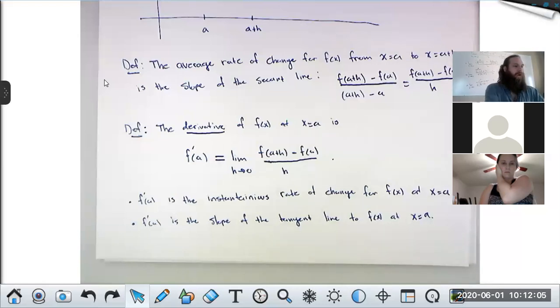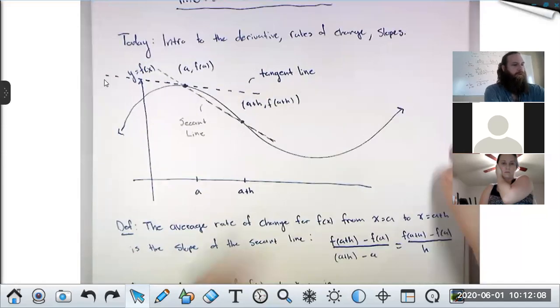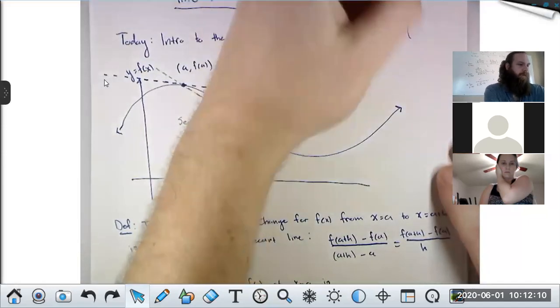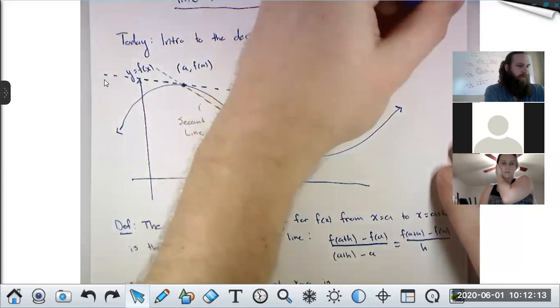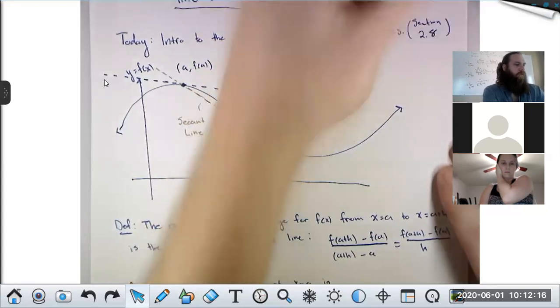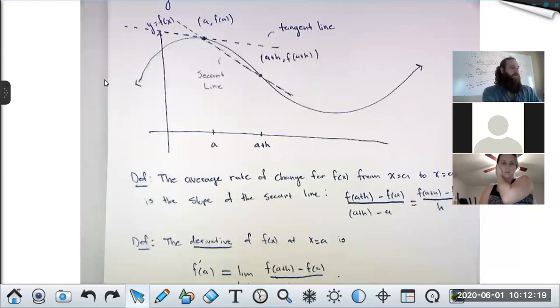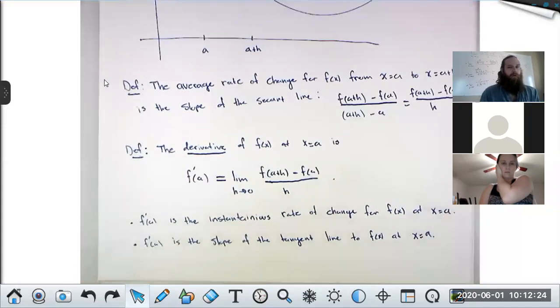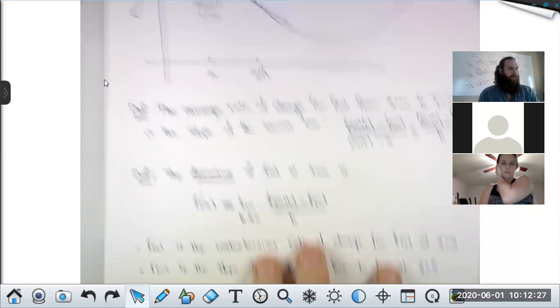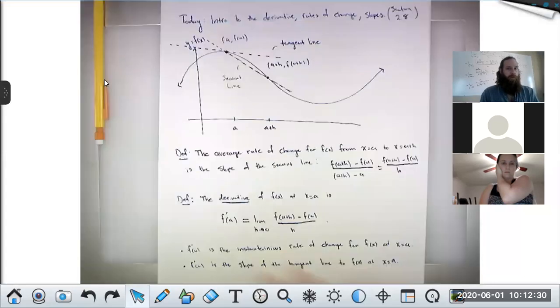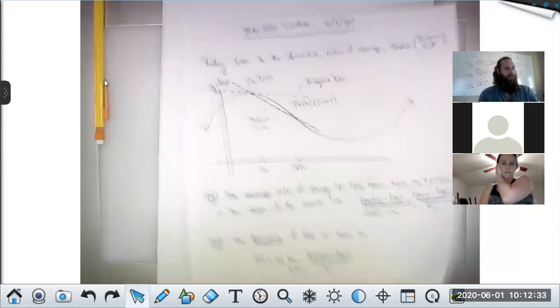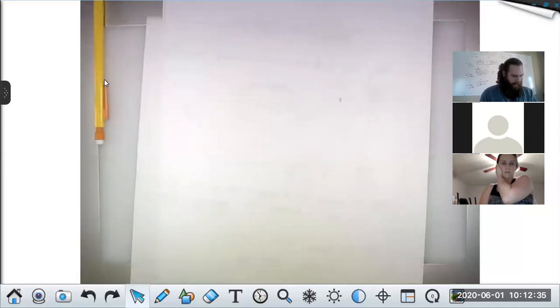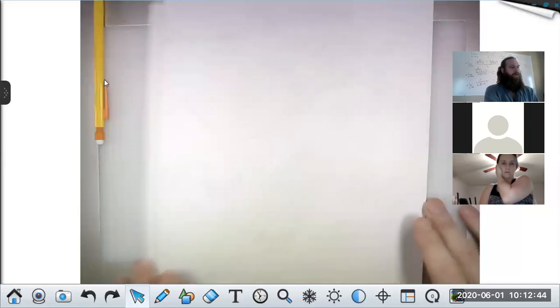This is all section 2.8, by the way. So chapter 2 ends with these definitions, and then chapter 3 begins with some sneaky techniques to compute this thing. So let's go ahead and see if we can do a few of these computations for a few specific functions. Let's take the function 3 over x and try to find the equation of the tangent line at the point (3, 1).